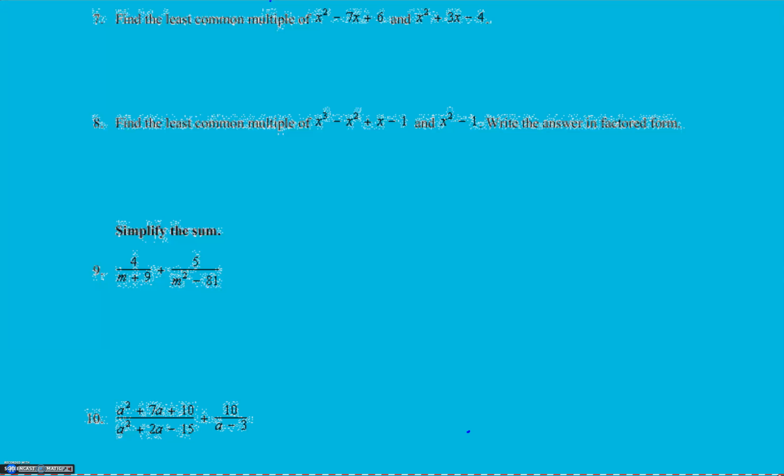Find the least common multiple here for number 7 of x squared minus 7x plus 6 and x squared plus 3x minus 4. Again, first thing we need to do is write them in factored form. Least common multiple means the smallest thing that we can multiply to get to, so we need factors, because factors are the things that we multiply.